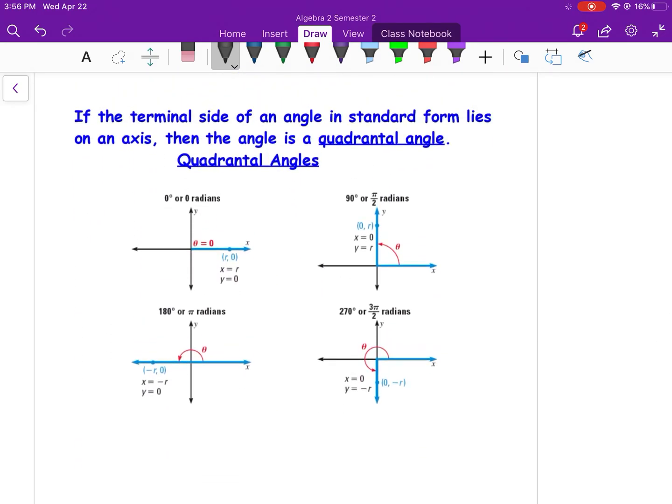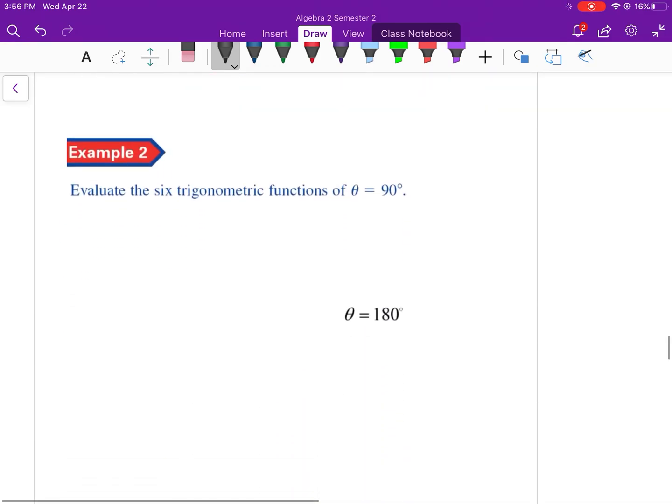Okay, quadrantal angles. Now, if the terminal side of an angle in standard form lies on the axis, then the angle is a quadrantal angle. So whenever they land on the positive x-axis, 0, 90, 180, 270, 360, or in terms of radians, 0, pi over 2, pi, 3 pi over 2. Okay, those are all quadrantal angles. Now, to evaluate those quadrantal angles, knowing that y over r and x over r is going to help. So we're not going to do that one.